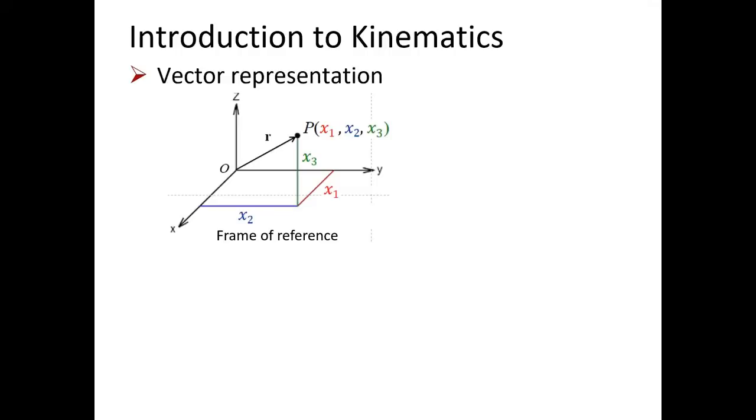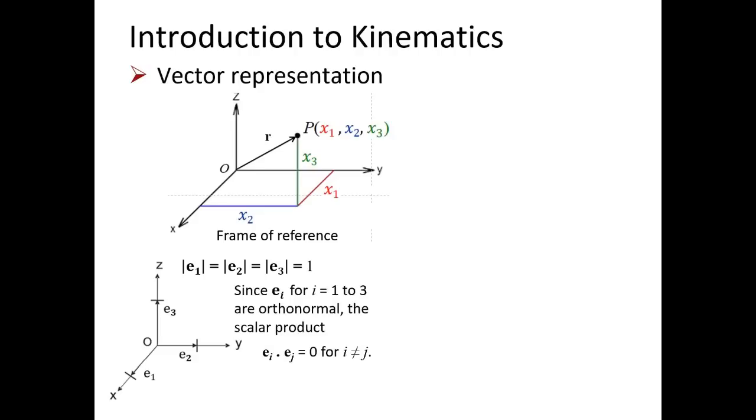And I'm sure all of you know this vector representation of the space, our frame of reference. Any point in this Euclidean space could be represented by considering unit vectors e1, e2, e3 in the directions of x, y, and z respectively. So the magnitude of e1 equals e2 equals e3 equals 1. They are unit vectors, and they are orthonormal. That means they are perpendicular to each other. Therefore, their scalar product is 0. Scalar product is the dot product.